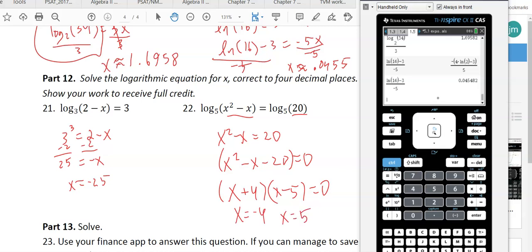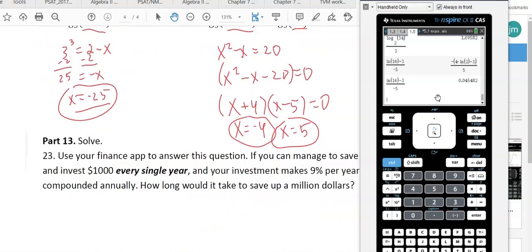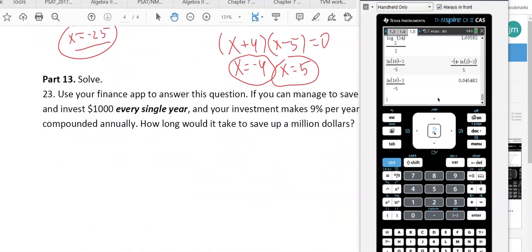Ooh, I didn't check my answer here. Ooh, did this work? Oh, it does work. 2 minus negative 25 is 27. That's an answer. Whew. Always a good idea to check your answer here. So negative 4, that would be 16 minus 4. That does work. That's a positive number. 25 minus 5, that works. So don't forget to check your answer. Wow, I almost didn't check my answers there. It's easy to forget.